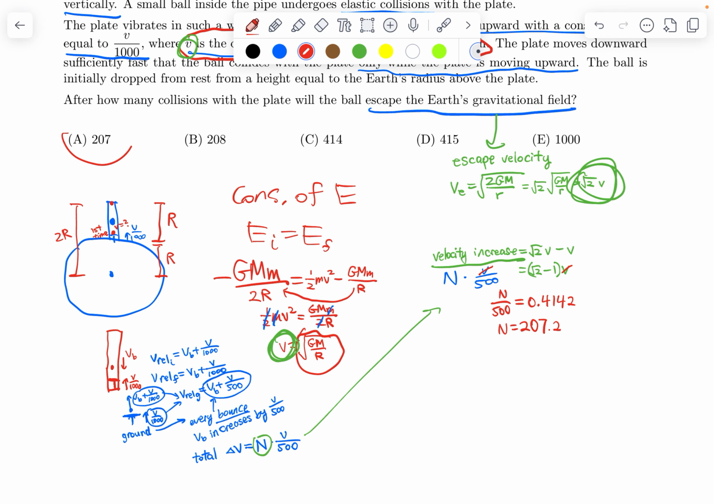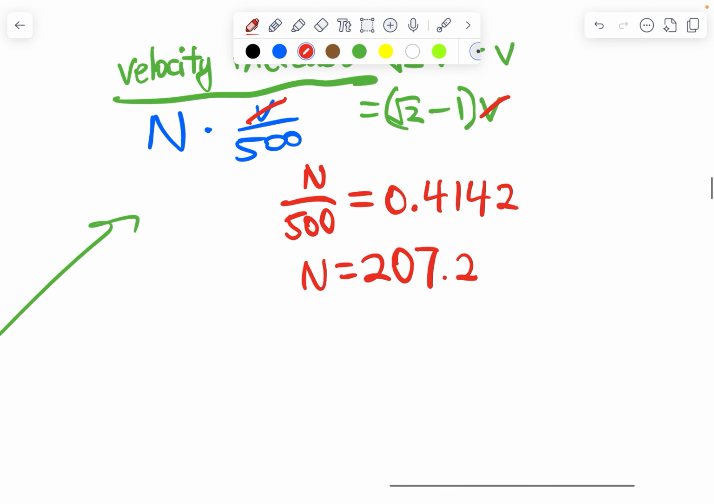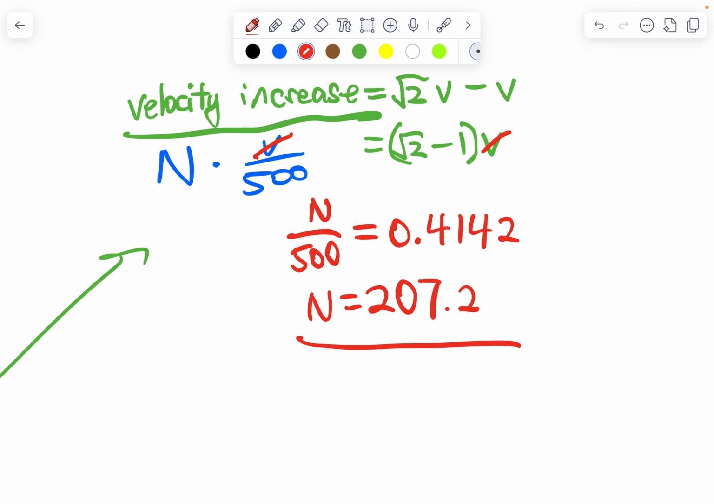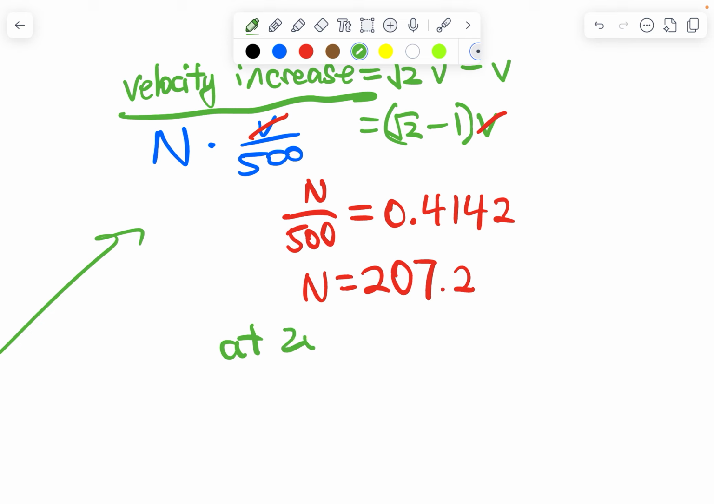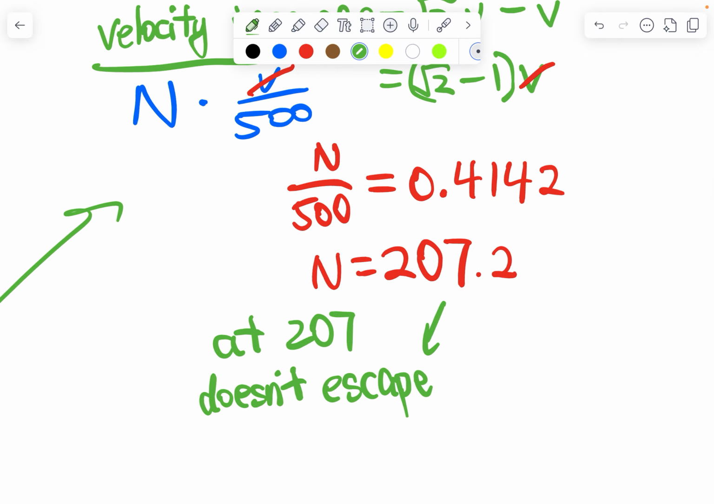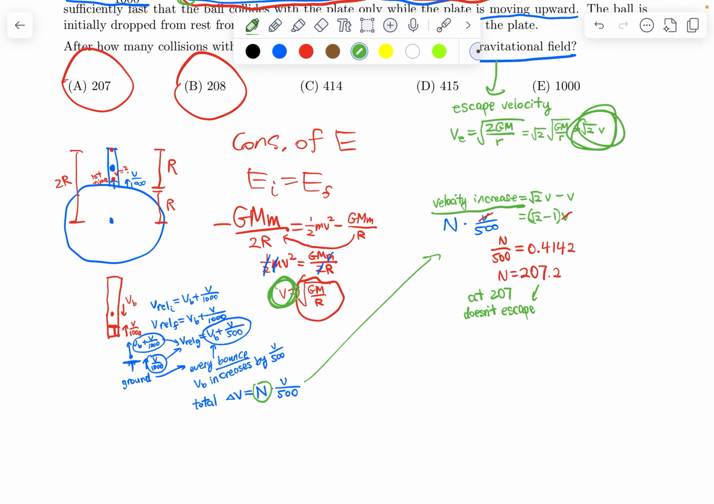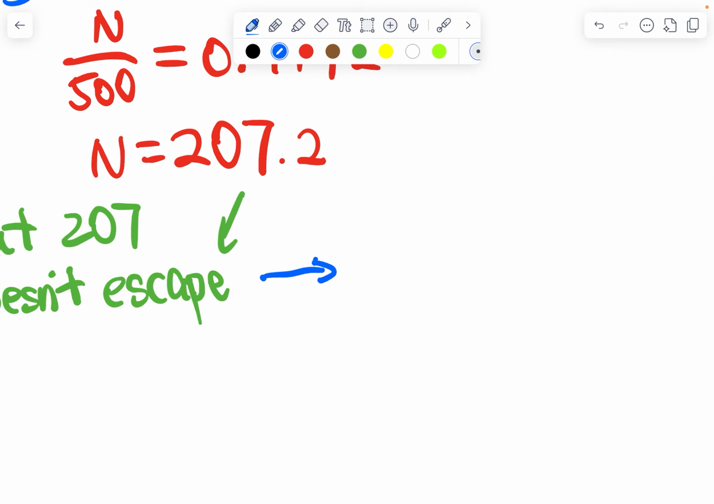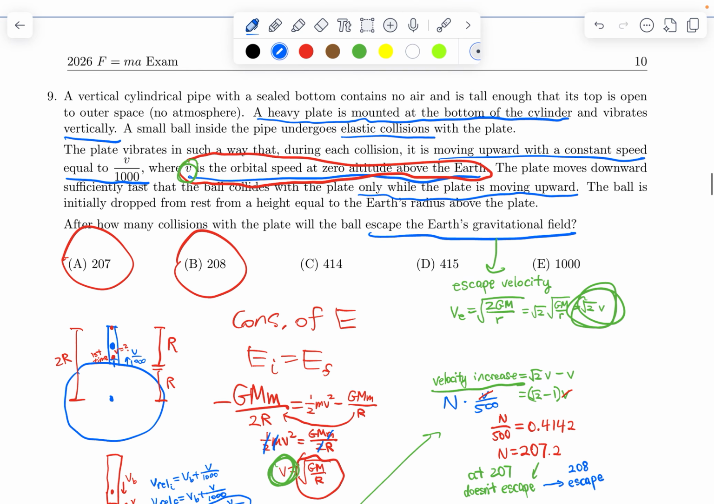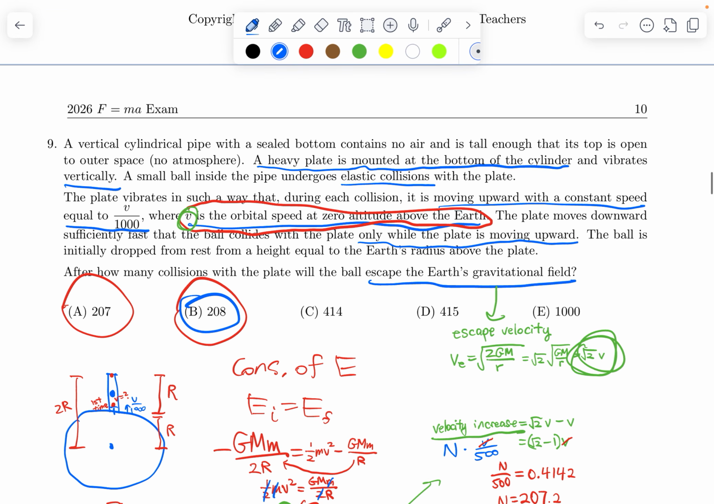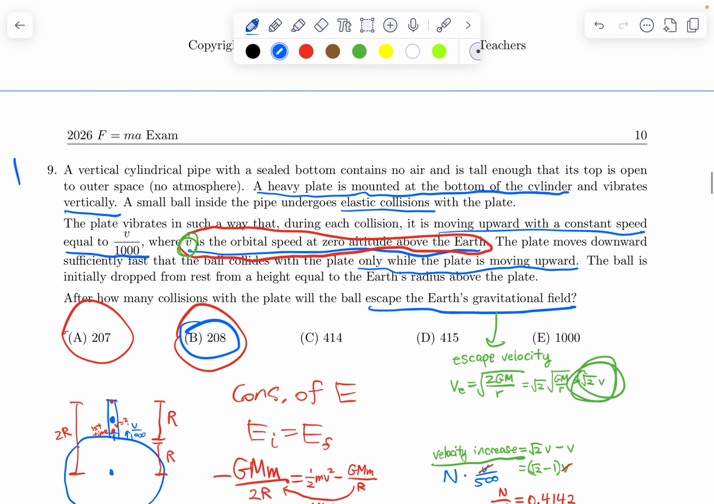Now, the question is, is it 207 or 208? Because the equation says that when it gets to 207.2, it can't escape. So think about it. That means that at 207, it doesn't escape, right? Because 207 is less than the necessary. But then you can't have a fractional number of oscillations because it's only in integers. So the next possible oscillation number is 208. And that is when the ball will escape. So our answer will be the answer choice B. Yeah.